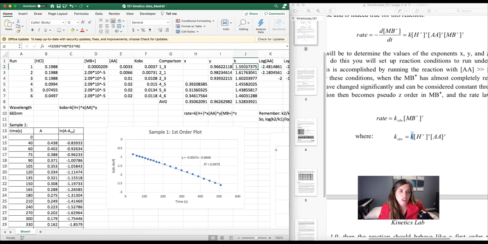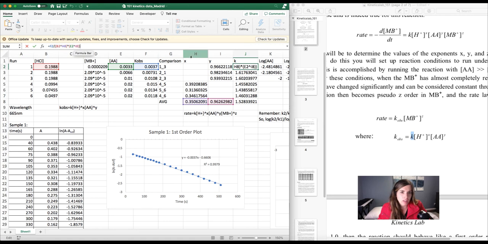So for the first cell, to solve for K, and remember K is equal to K observed divided by the concentrations to their corresponding exponent. So what I did was I divided F2, let's see where F2 is, let's click on this, right here. So it's K observed, that's this one value right here. And I divided into K observed my concentration of hydrogen H+, which was HCl, so that's B2, that's right here, to the exponent of H8.